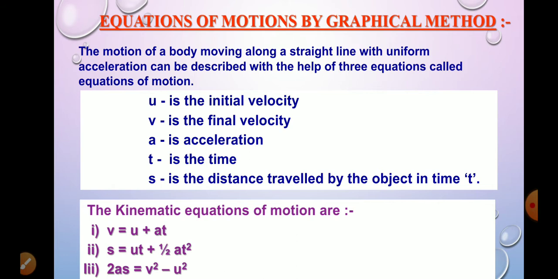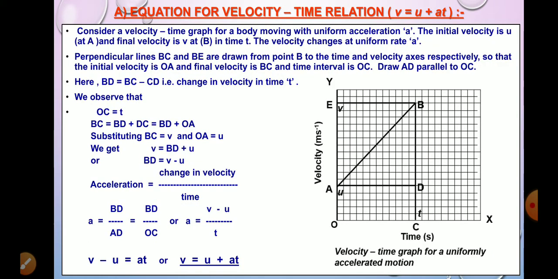So let us see now how these equations are derived by the graphical method. We are deriving these equations of motion with the help of a graph, and the graph used is the velocity-time graph. First let us study the first equation, v = u + at. How is it derived? To derive this equation, let us consider a velocity-time graph. Here you can see a velocity-time graph for a uniformly accelerated motion.